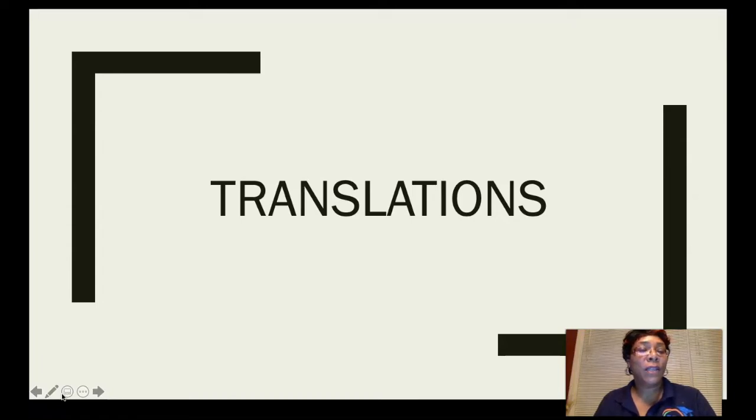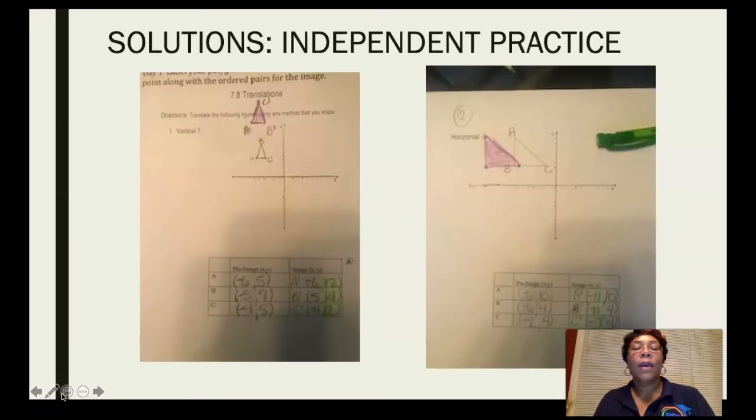We're going to continue our work from our previous session on translations. Here are your solutions from yesterday's independent practice. Please take a moment just to look at your answers and compare.